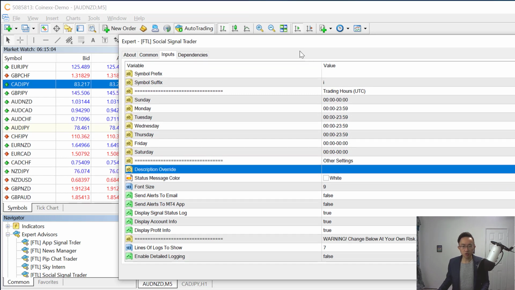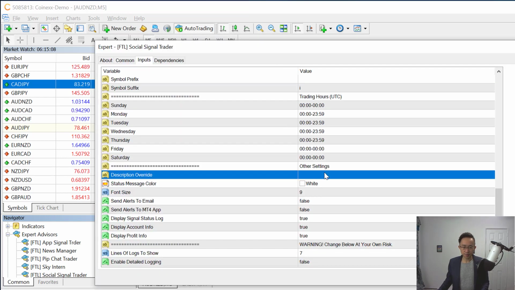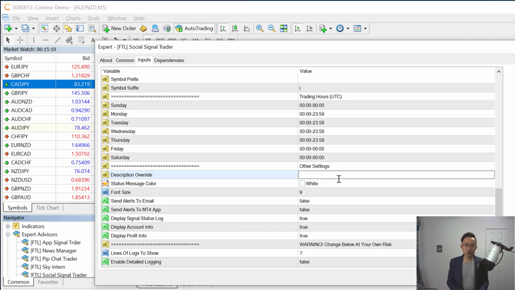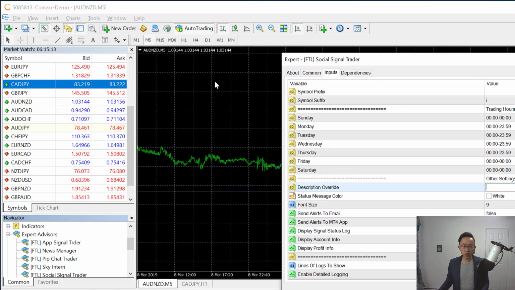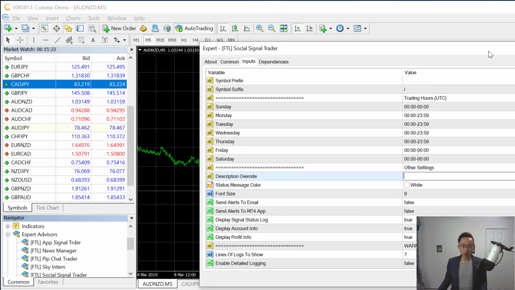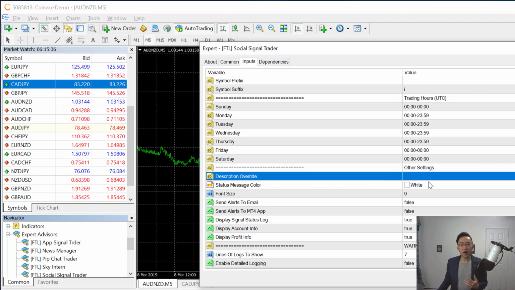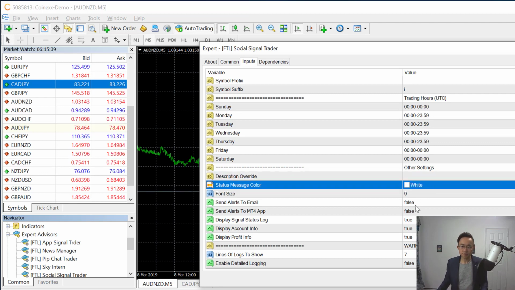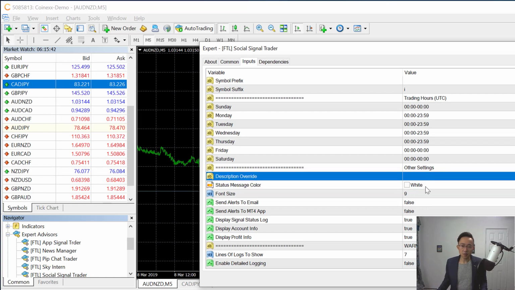This description override basically allows you to set a description for your software so that it will print it on the chart. So if you're running multiple MT4s and you don't know which one is which, this will tell you what a certain MT4 is about. Maybe you're reading from multiple channels, so you can type in the channel name here, and it will print it on the chart and you can see what's going on. And the rest is pretty obvious.